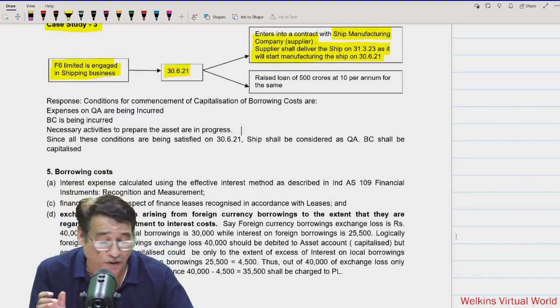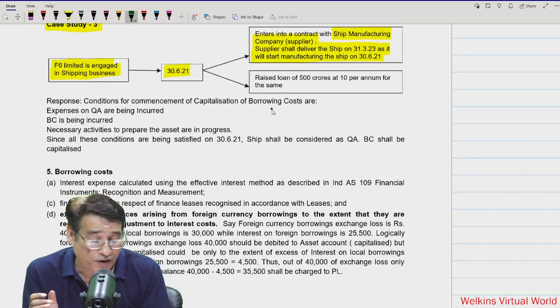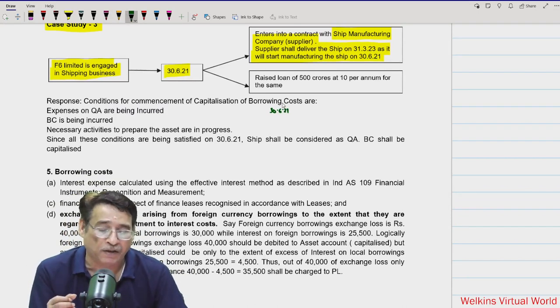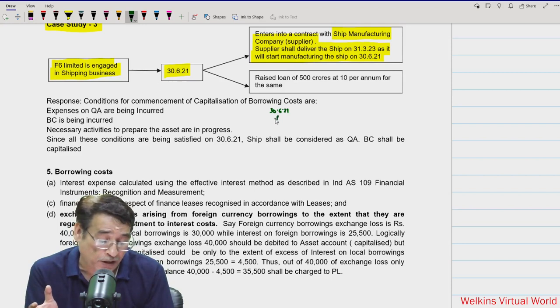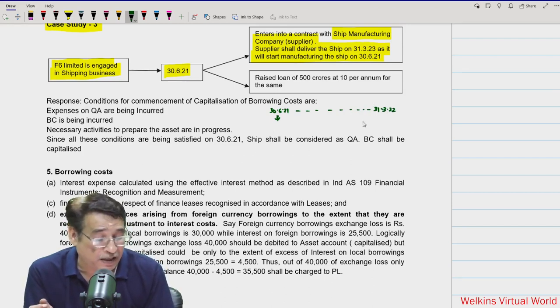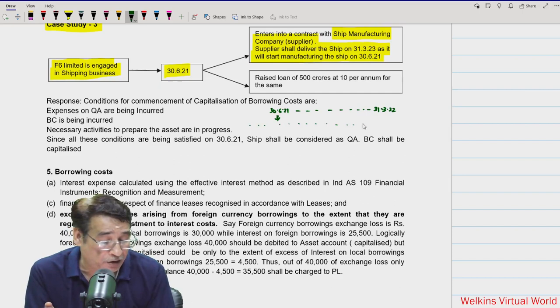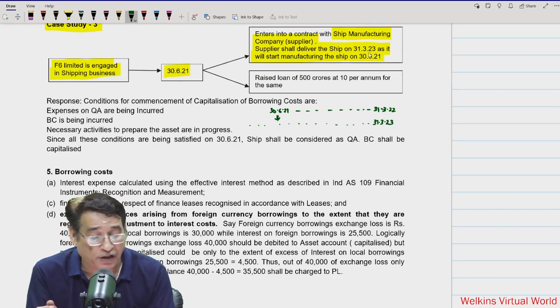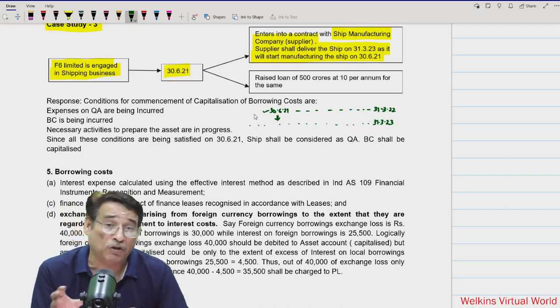Try to understand this particular point. Here, on 30th of June 2021, we are entering into a contract with the ship manufacturing company, or with the suppliers. The suppliers are telling us that they will start manufacturing the ship on this particular date itself. However, they are not going to deliver the ship by the end of this accounting year. The current accounting year will end on 31st March 2022. The suppliers are telling us that they are going to deliver the ship at the end of the next year, that is 31st of March 2023. It is written very clearly that suppliers shall deliver the ship on 31st March 2023, although they will start manufacturing the ship on 30th of June 2021.